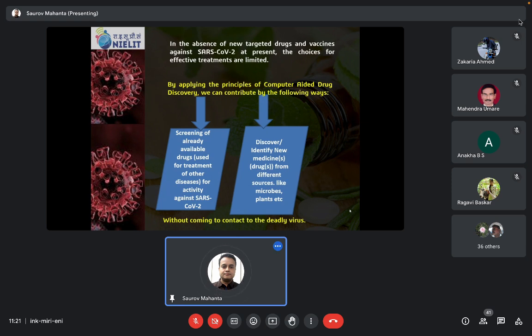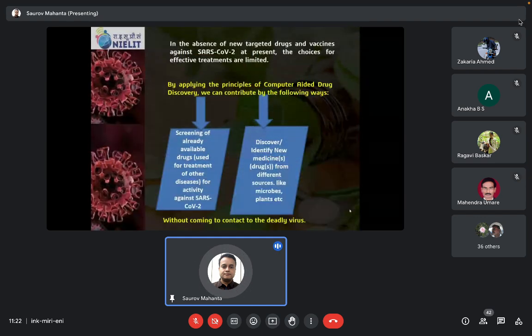Many of those antibiotics were screened. So you know that the rosiglitazone, then many failed also, like remdesivir, okay? Those are called repurposing of the drugs. Then another way is to discover and identify new medicines from different sources like microbes, plants, etc. So this right side panel is our focus panel for this kind of exercise.